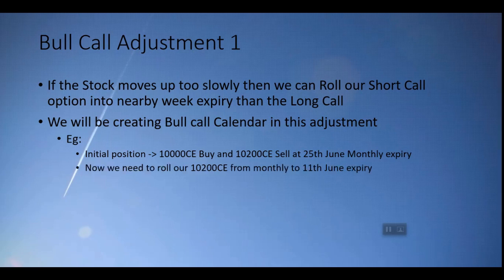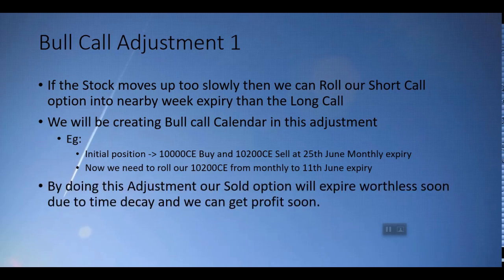After initiating this trade, the market is not moving much higher and is having a slow movement. In that case we need to roll, meaning we close our 10,200 call option of the monthly contract and initiate the same sell from our weekly expiry, which is 11th June, the coming week's expiry. By doing this adjustment, our sold 10,200 option from the current week's expiry will expire worthless soon due to time decay and we can get profit soon.